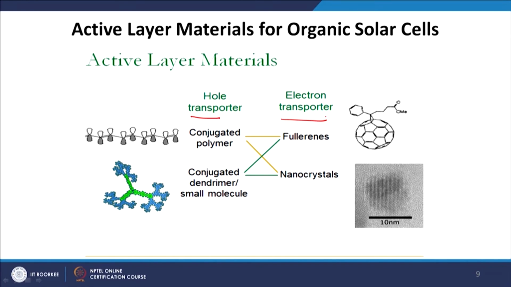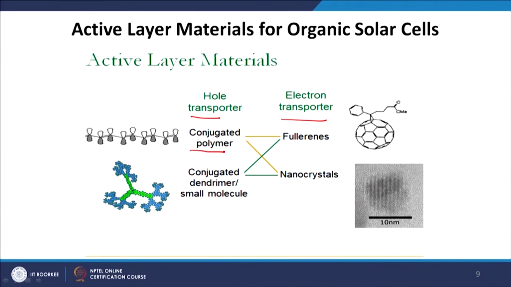As the name suggests, the hole transport materials are those materials which have good hole transport properties, or whose hole mobility is high. For example, it can be a conjugated polymer like this, you can see the example here, or it can be a conjugated dendrimer or small molecule like this. These small molecules can also come together and make a spherical kind of geometry which you call a dendrimer. So, it can be a conjugated dendrimer or a small molecule.